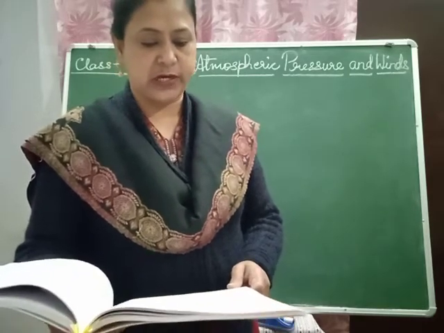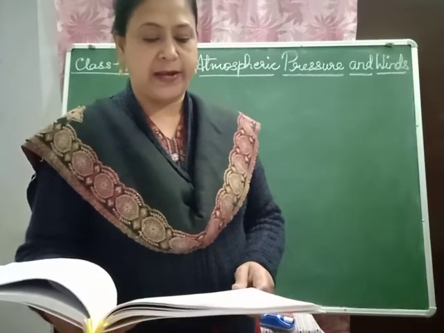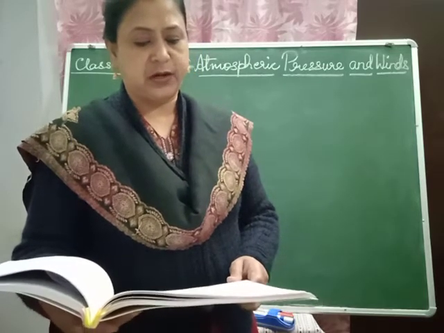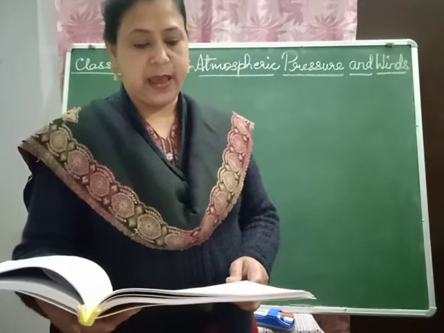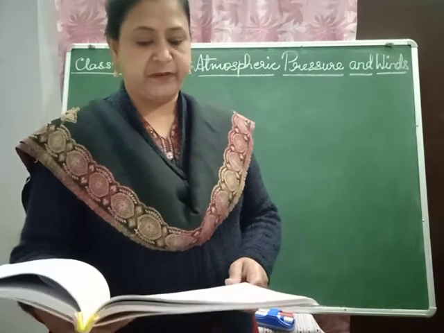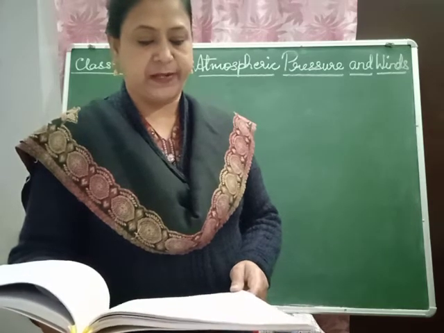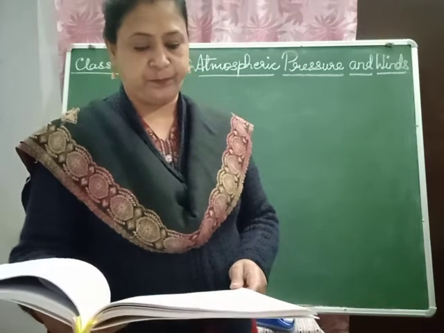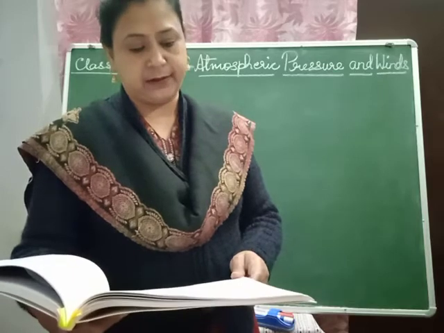Isobars drawn closely together on the weather map represent a steep pressure gradient, while isobars drawn farther apart indicate a weak pressure gradient. Pressure gradient affects the velocity of wind, as wind moves from a high pressure area to a low pressure area. The speed of wind depends on the pressure difference between the two places. Wind speed is more when the pressure gradient is more or steep. Wind speed is less when the pressure gradient is less or gentle.